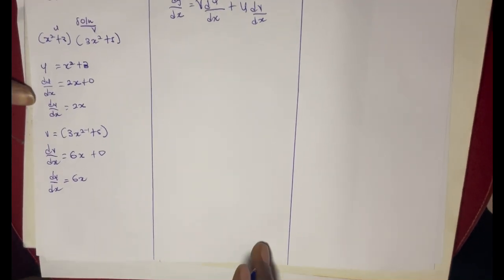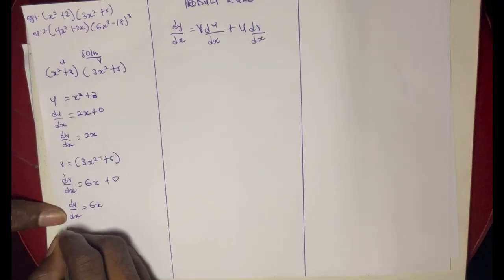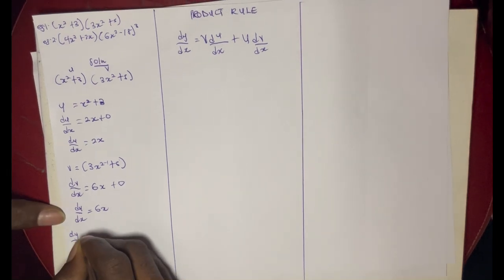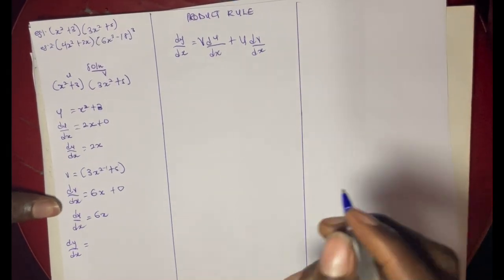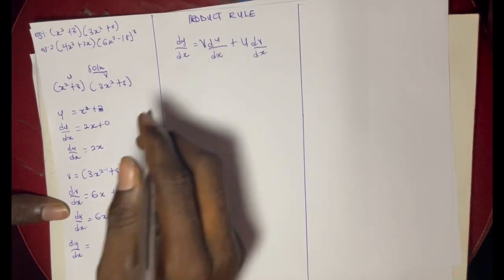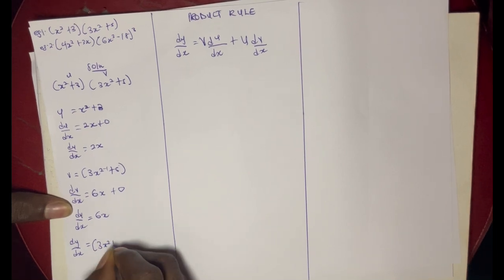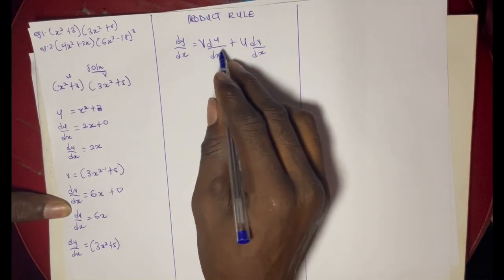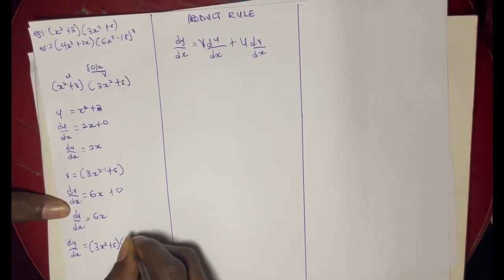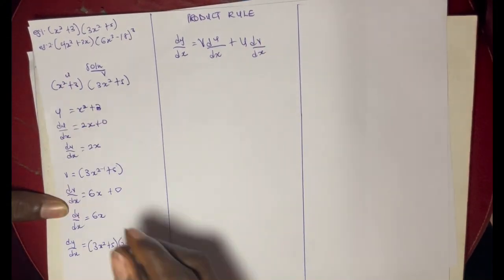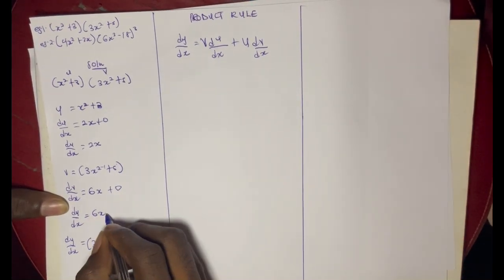So next, you are going to put them in the formula. dy/dx is equal to v du/dx plus u dv/dx. V in the question was given as 3x squared plus 5, times du/dx. What was du/dx? It was 2x. Times 2x, plus u. U is x squared plus 3, times dv/dx, which is 6x.